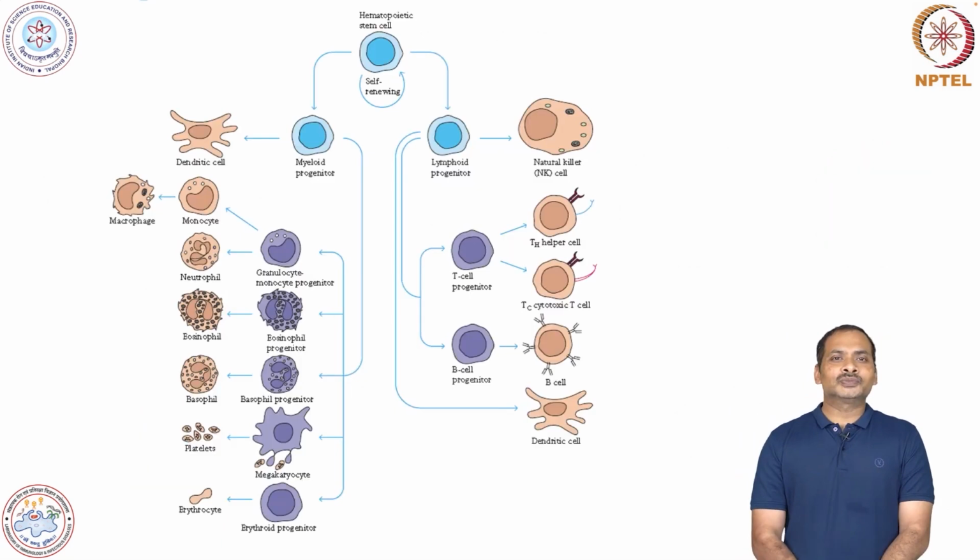Okay. So, how do these blood cells arise? There is a common cell which makes these blood cells, that is the hematopoietic stem cell.